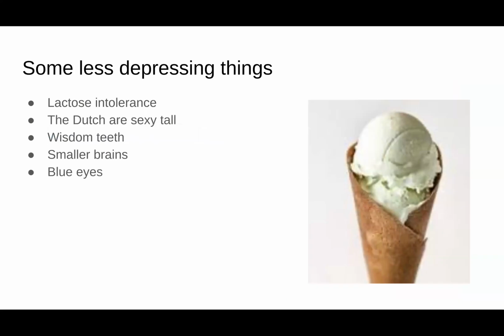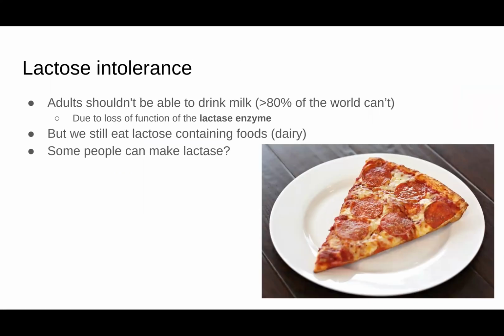So those are diseases, but let's talk about things that are less depressing. Let's talk about things that are interesting, things that are cool, things that maybe have some meaning in your everyday life. And we're going to start off by talking about lactose intolerance, which is an interesting thing. So you as an adult should not be able to drink milk. As a matter of fact, 80% of the adult world physically can't drink milk. 80% of all adults on this planet have some sort of lactose intolerance.